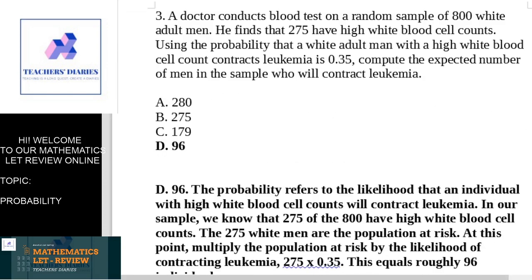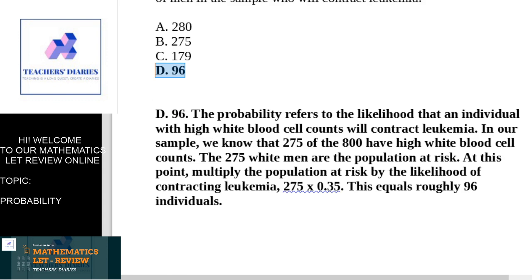Okay, and let's proceed to number 3. For number 3, a doctor's blood test on a random sample of 800 white adult men finds that 275 have high white blood cell counts. Using the probability that a white adult man with a high white blood cell count contracts leukemia is 0.35, compute the expected number of men in the sample who will contract leukemia. So our answer is 96, and this is the explanation.